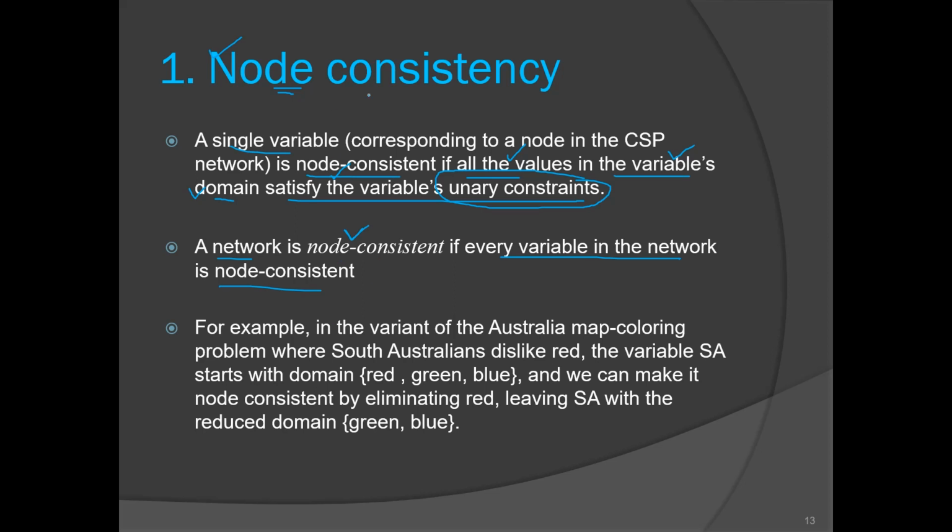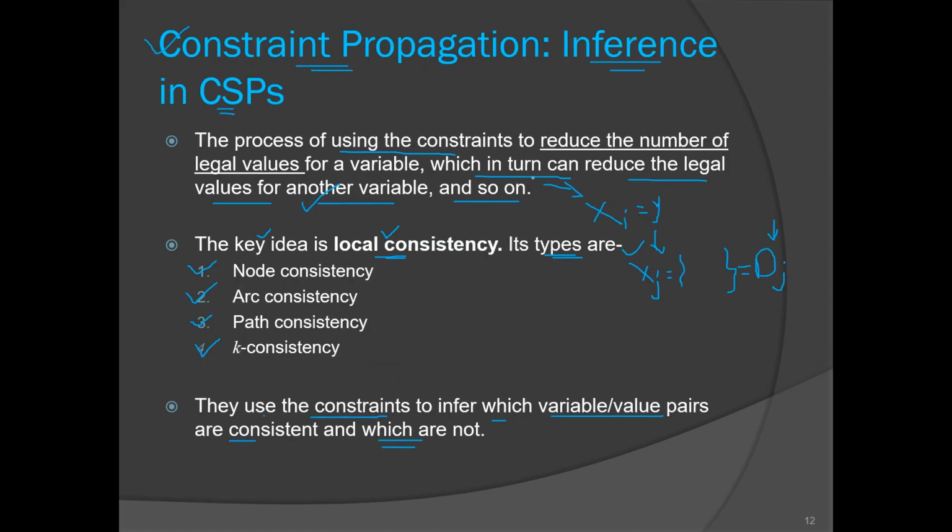Now what do you mean by node consistency? Consider one example, the same one. If South Australians don't like red, then from the domain of South Australia, which was first red, green, blue, we can remove the red color. So we have reduced the domain of SA, and its updated domain is this one. So we have summarized that in constraint propagation we are going to reduce the domain of a variable.